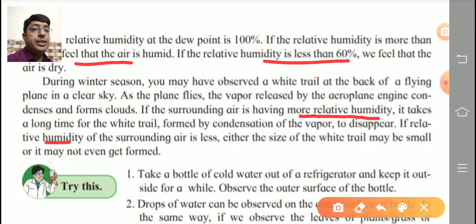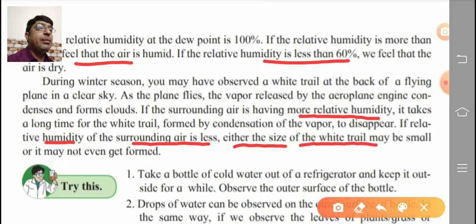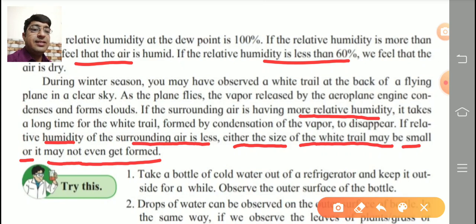If the relative humidity of the surrounding air is less, either the size of the white trail may be small or it may not even get formed. What is the second condition? If the relative humidity of the surrounding air is less, then what happens? Either the size of the white trail may be small or it may not even get formed. White trail is not formed when relative humidity is less.